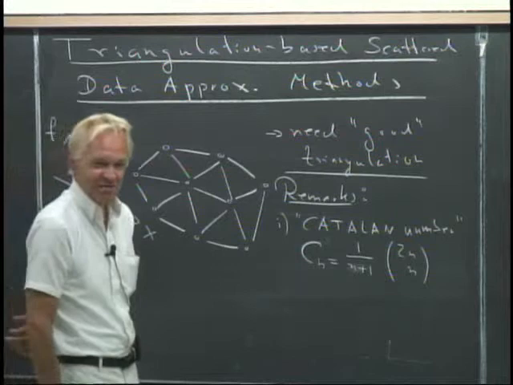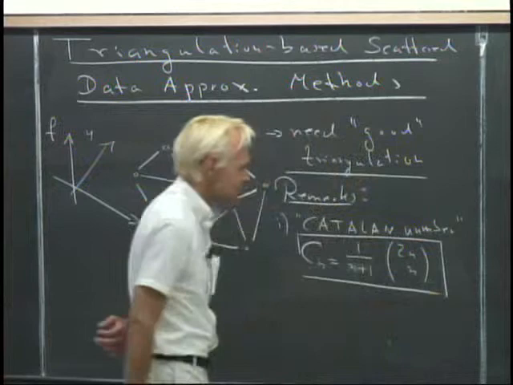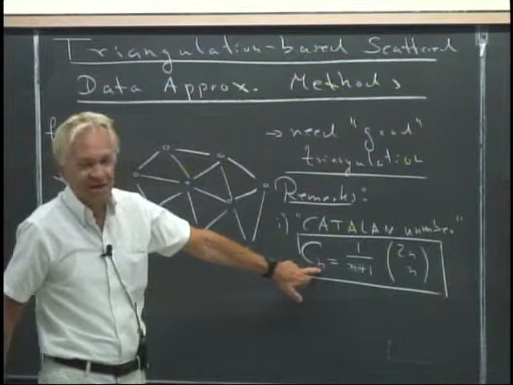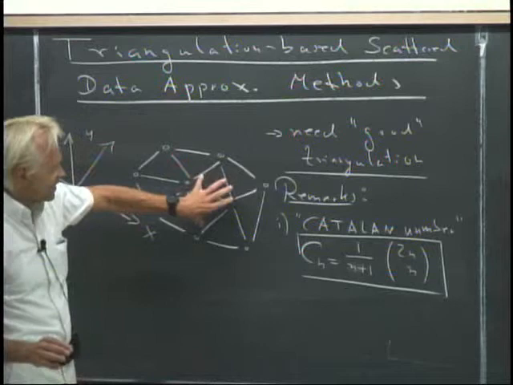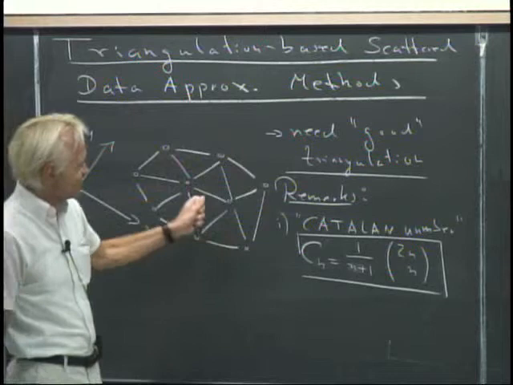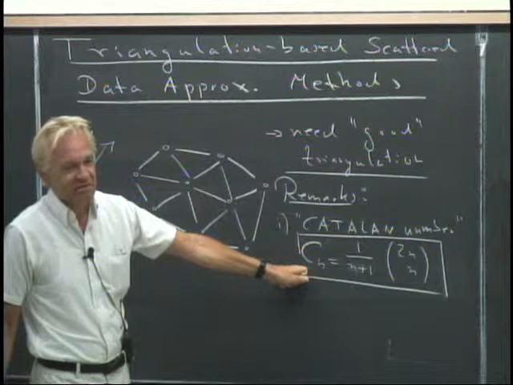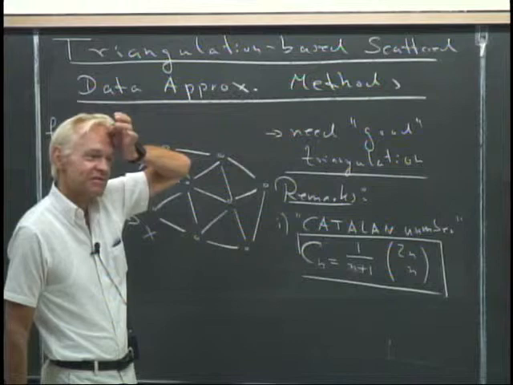And the Catalan number, I don't want to give you the whole thing, but the Catalan number is related to the number of distinct triangulations for a convex polygon. And that number, in turn, is related to the number of triangulations needed for points that also have interior points. Okay, that's a relationship. So essentially, the number of triangulations for a point set like this is related to the Catalan number, which gives you an idea how quickly the number of possibilities grows. So you cannot possibly explore all triangulations. The number is just too big.